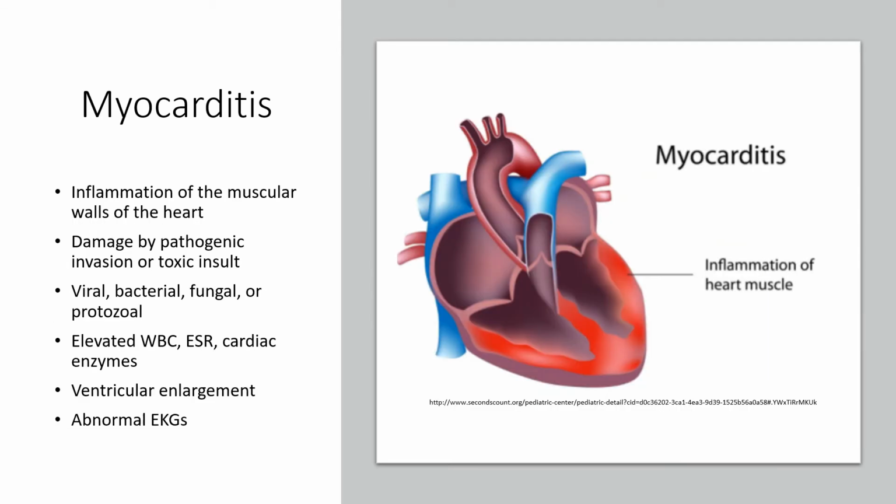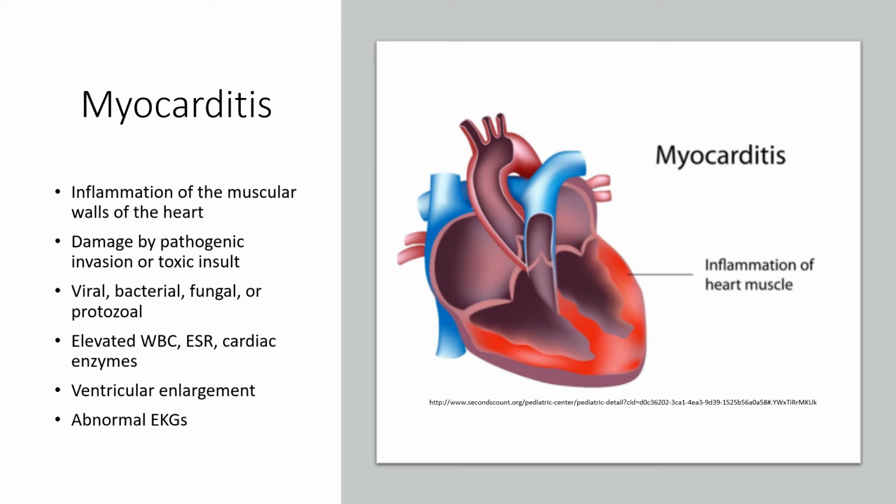Myocarditis is inflammation of the muscular walls of the heart. So similar to pericarditis, but what's actually happened in myocarditis is we're not having inflammation of the pericardium, we're actually having inflammation of the heart muscle. Very similar to pericarditis, myocarditis can occur due to viral, bacterial, fungal, or protozoal infections. And this usually occurs by some type of damage by these pathogens or a toxic insult that results.